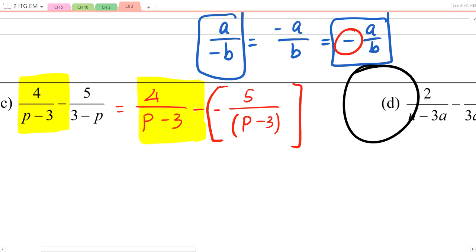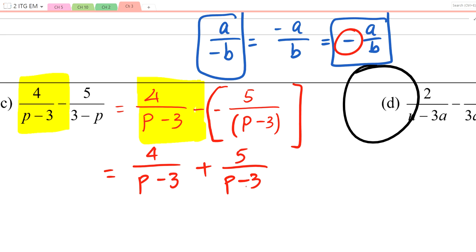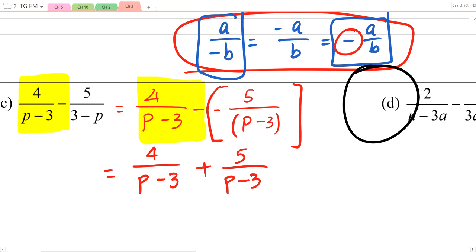Okay? Do you understand so far? So now I've got 4 over p minus 3 minus 5 over p minus 3, which gives me 4 over p minus 3 plus 5 over p minus 3. So that was the step that I skipped earlier on. You can go ahead and skip it as long as you know this relationship. So this gives me 9 over p minus 3.